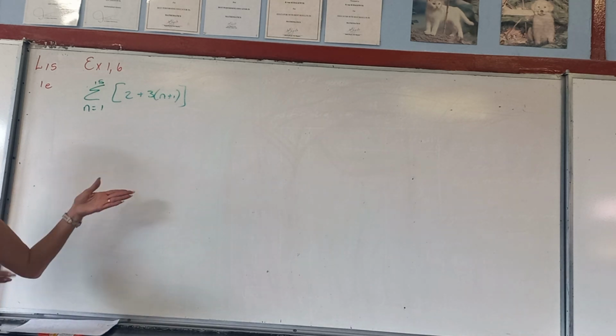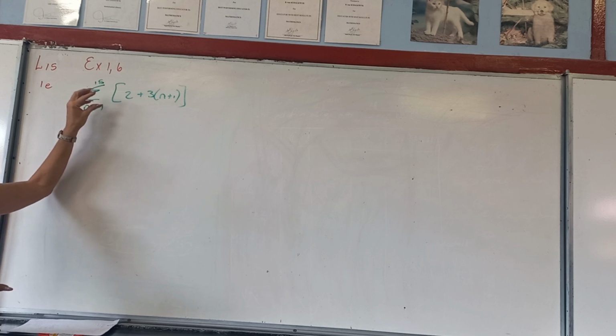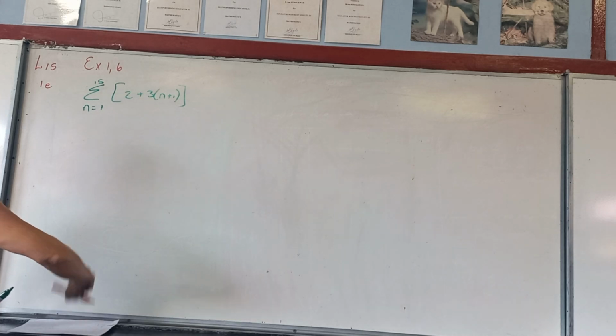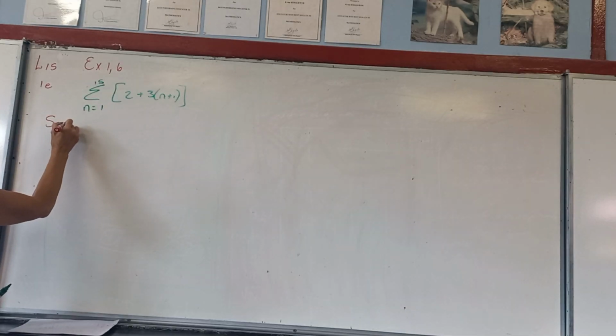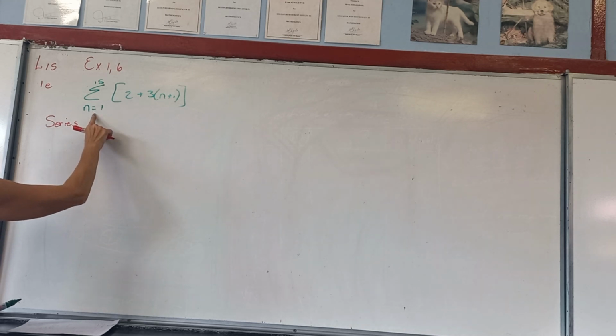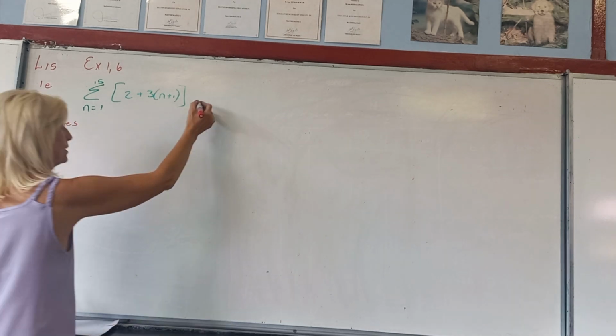So what must you do? You must find the sum of. Yes. First step is you write down the series, starting where? Where n is equal to 1. Then n equal to 2, then n equal to 3, 4, 5, 6, up to 15. How many terms are here? 15. Are you sure? Yes.